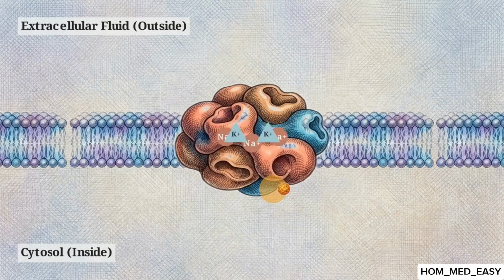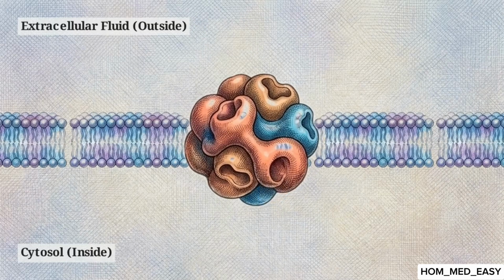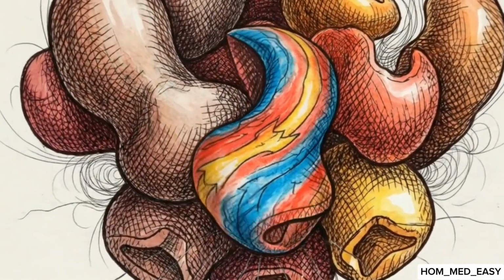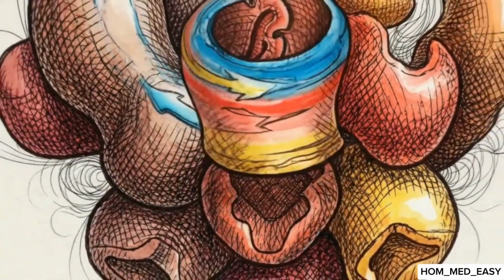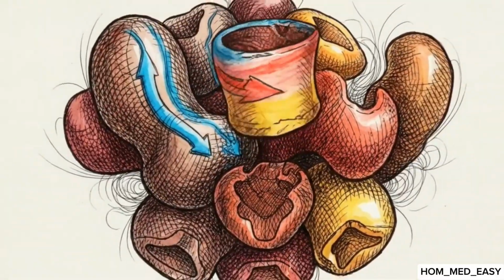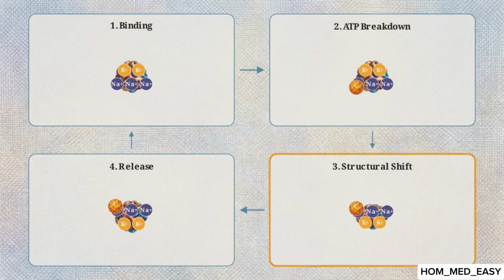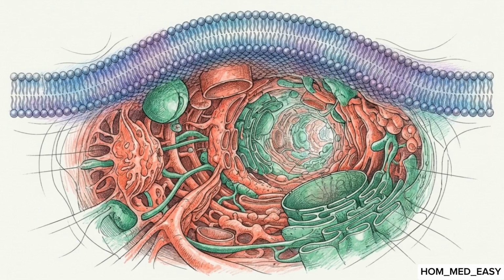The structure contorts, closing the inner pockets, opening to the opposite side, forcefully ejecting the 3 sodium ions and pulling the 2 potassium ions inside. Through this precise interaction, the chemical energy stored in the phosphate bond is converted directly into mechanical movement. This sequence, binding, ATP breakdown, structural shift, and release, is the mechanical stroke that allows the cell to fight the force of diffusion. Is this primary active transport mechanism restricted only to the outer cell membrane?